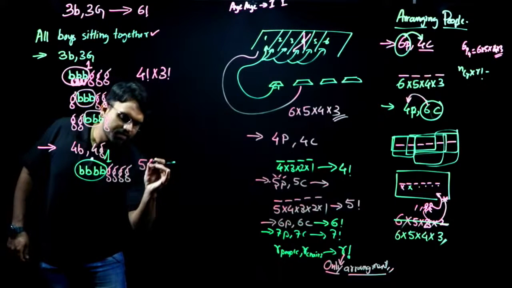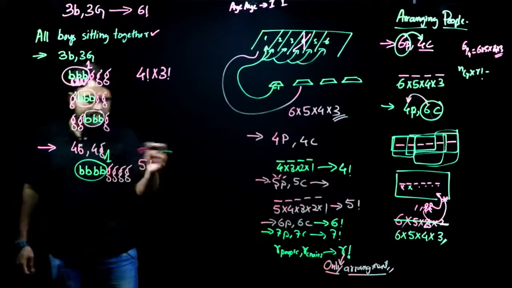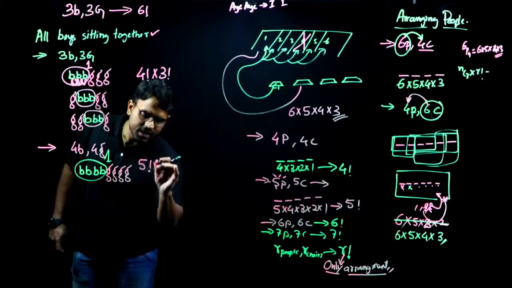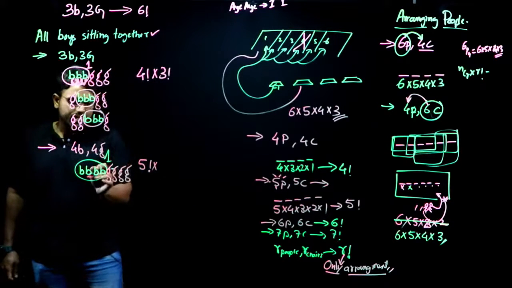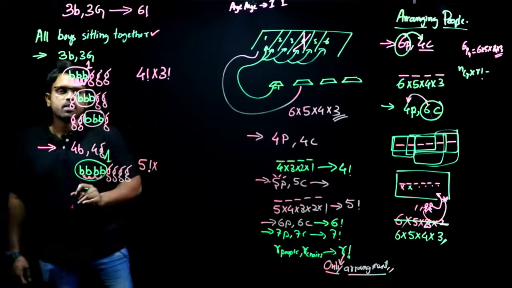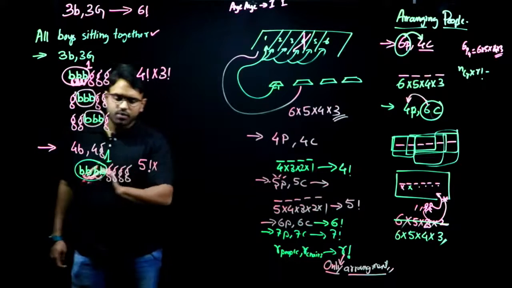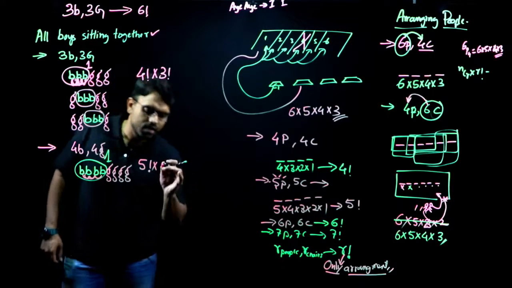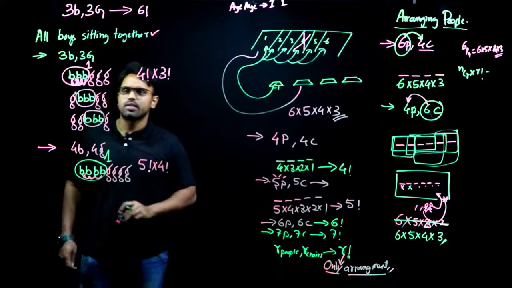They can be arranged in 5 factorial ways. Next, I can write 4, since these boys can be rearranged among themselves. So how many different ways can they be rearranged? 4 people can be arranged in how many different ways? 4 factorial ways. So this gives me my answer.